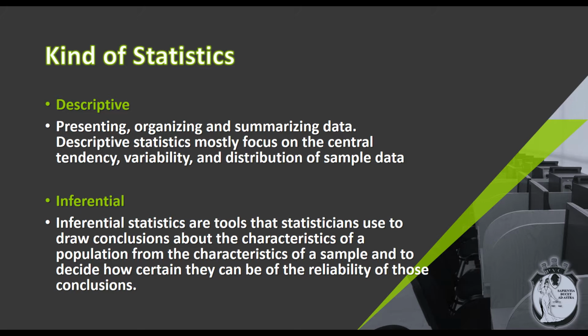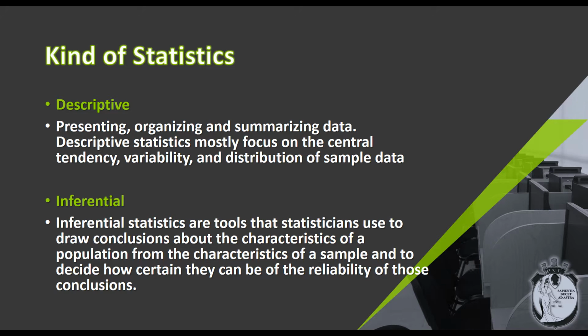The next kind of statistics is the inferential. That kind of statistics is a tool that you can use to get a conclusion about the analysis of that data. This is the difference between those kinds of statistics. The descriptive only organizes and analyzes, but in the inferential you will draw a conclusion.